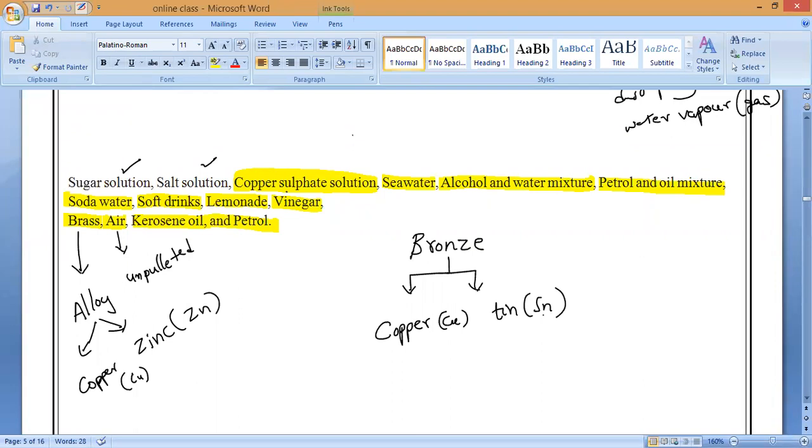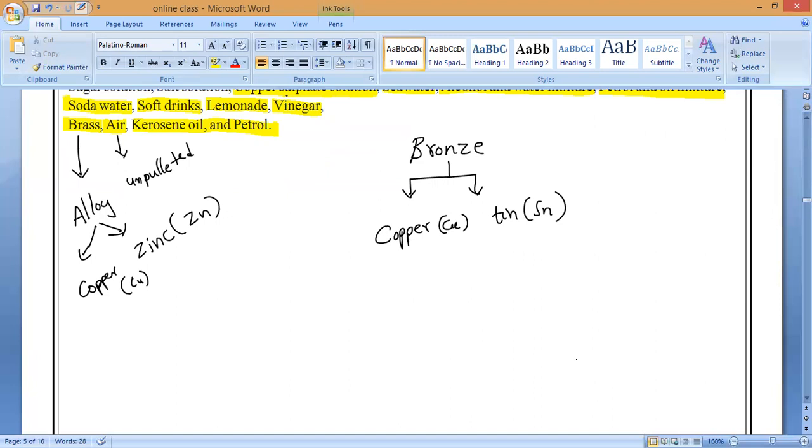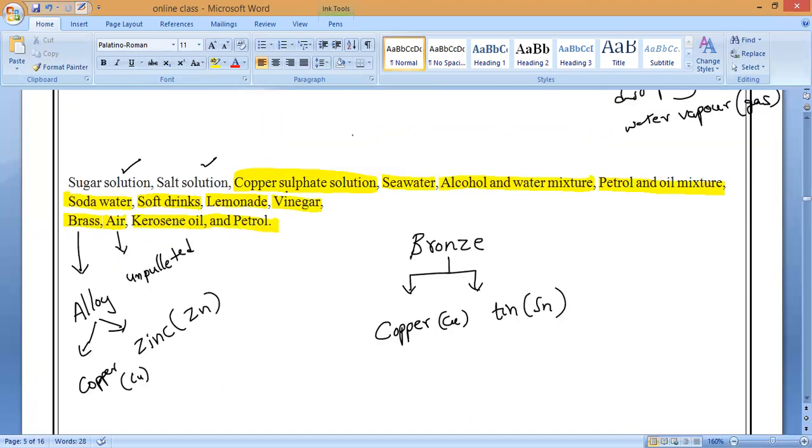That is what you have to understand. So these all are examples of what? Homogeneous mixture. Yes, sir, homogeneous mixture.